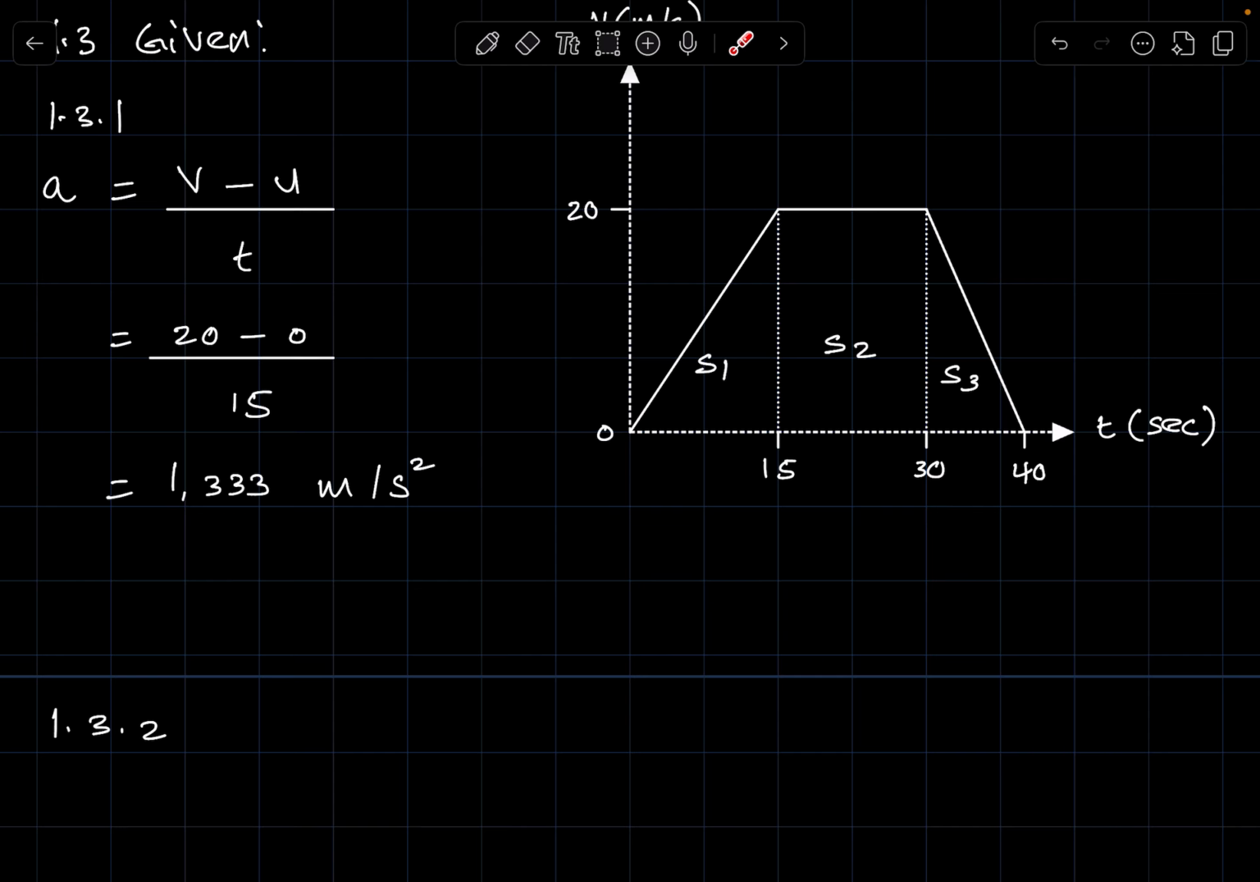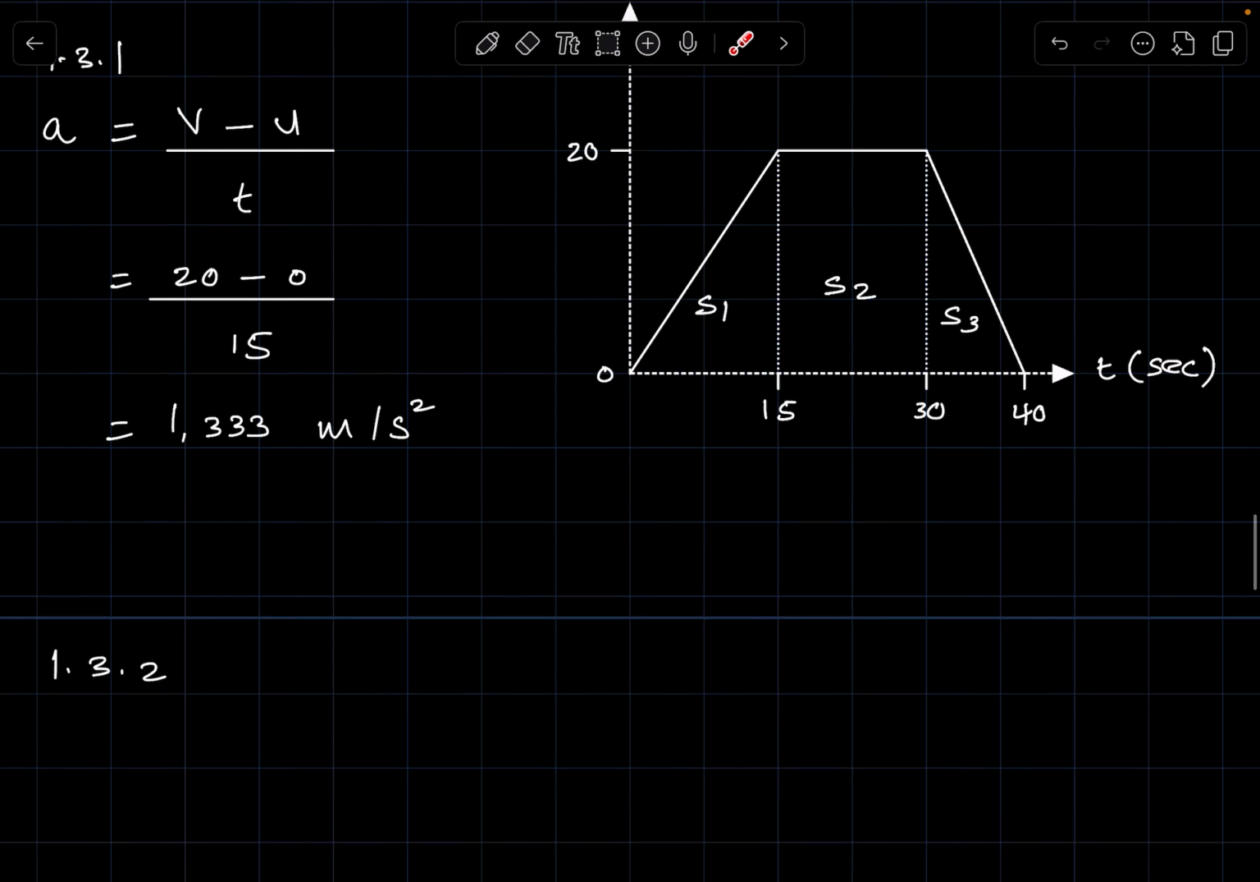Now, in calculating the total distance, you can use each section of this graph to calculate the distance traveled in that section, and then just add the distances to get the total distance. One way to do that is by looking at each section individually. For instance, in the first section we are going to consider this straight line, in the second section this straight line, and in the third section that straight line.